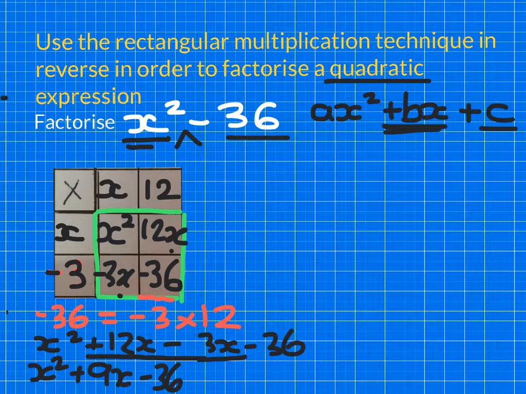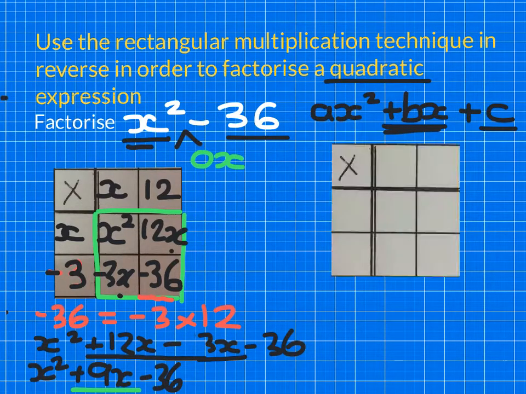Looking back at the question, we need to have nothing. We need to have 0 x's. Well, that's no good, we have 9 x's. We need to redraw another blank rectangle and start again.